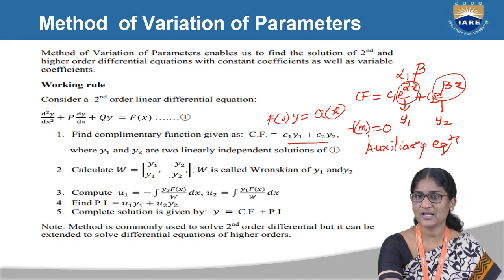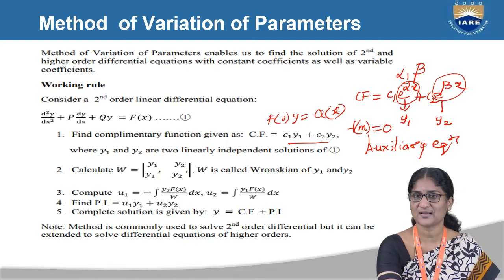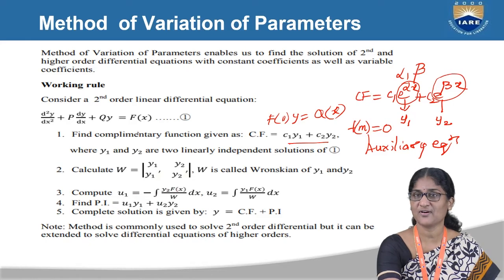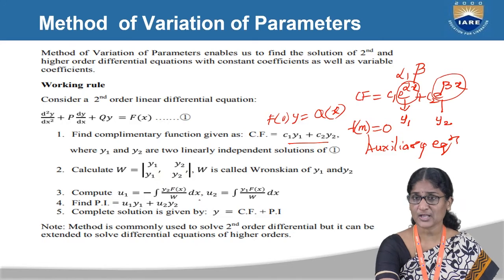After finding the Wronskian function, the next step of the method of variation of parameters is computing u1 and u2. u1 is given by minus integral of y2 into f of x by W, where f of x is the value given in the question, into dx, and u2 is equal to the integral of y1 into f of x by W into dx. After getting these u1 and u2 values, you have to move on to find the particular integral.